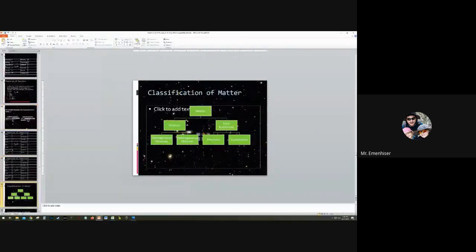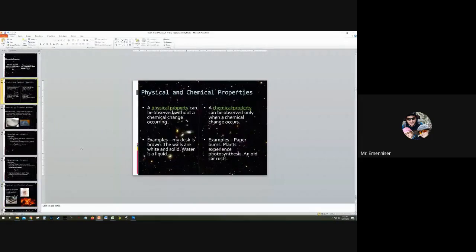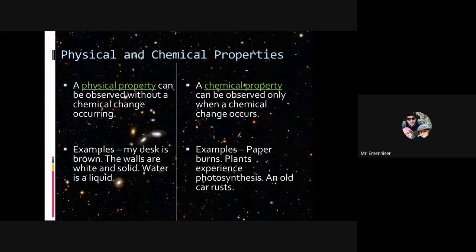Let's go back to physical versus chemical changes and review this stuff. We talked about this before, but let's hit it again. So physical and chemical properties. Physical properties can be observed without a chemical change occurring. So you do not need to turn something into something else. So you can just observe it.